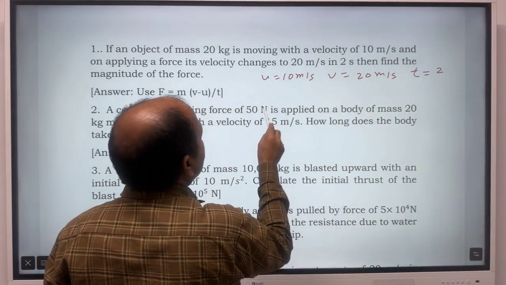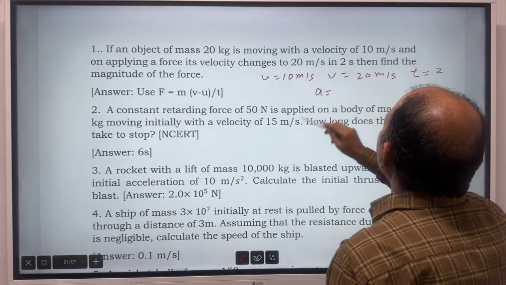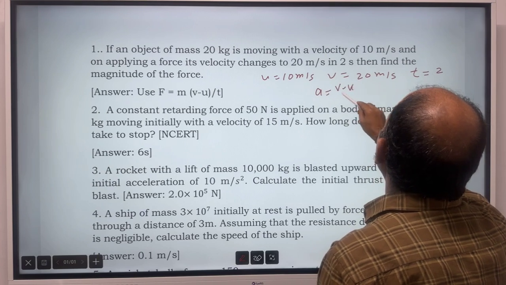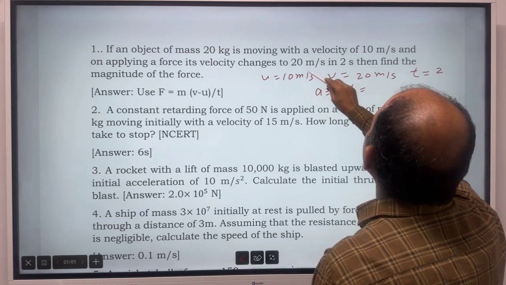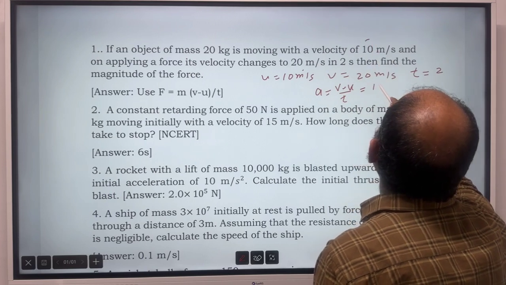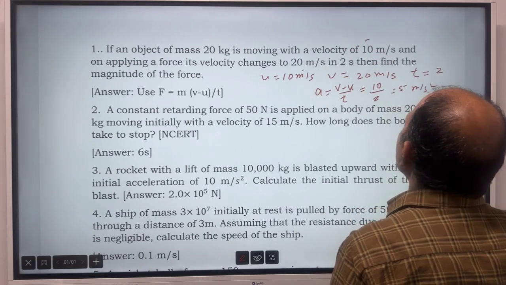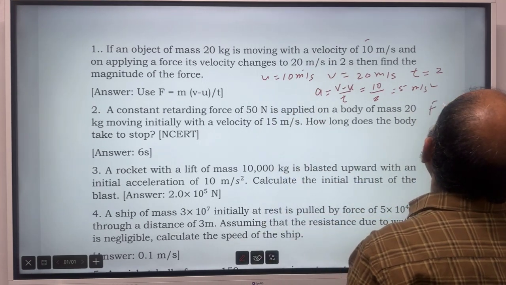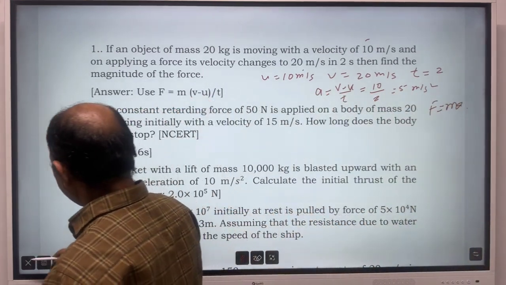Simple. So first you apply the formula for getting acceleration. If you remember, V equal to U plus AT gives A equal to V minus U divided by T as acceleration. So V is 20, U is 10. So write 10 divided by 2. So it is 5 meter per second square. So you have got the value of acceleration. Now you need force. So F equal to MA. I think you have understood.